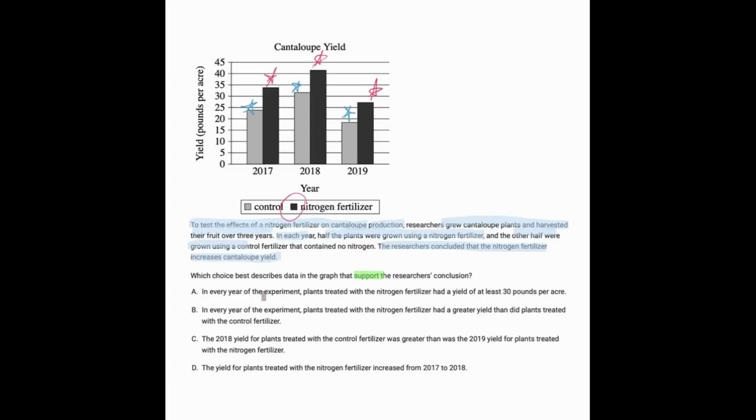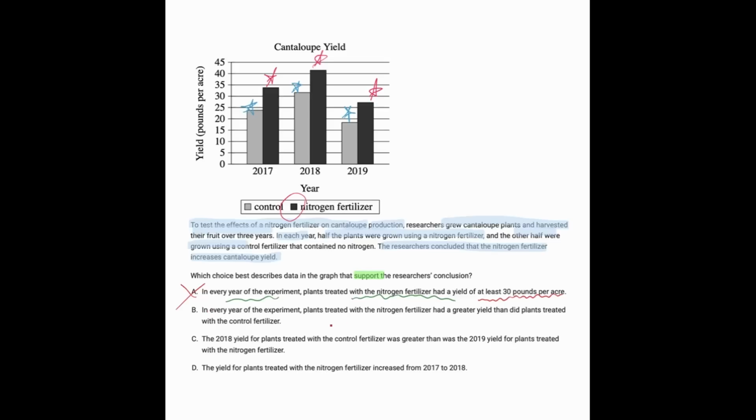A, in every year of the experiment, plants treated with the nitrogen fertilizer had a yield of at least 30. Well, that's actually not true for this one. In this situation, the yield was less than 30. So we can get rid of that one. Even though that one sounded really good in the beginning, and then you read to the end, because someone might say, well, in every year, the nitrogen was better, and that would sound good. So you have to make sure to always read to the end.